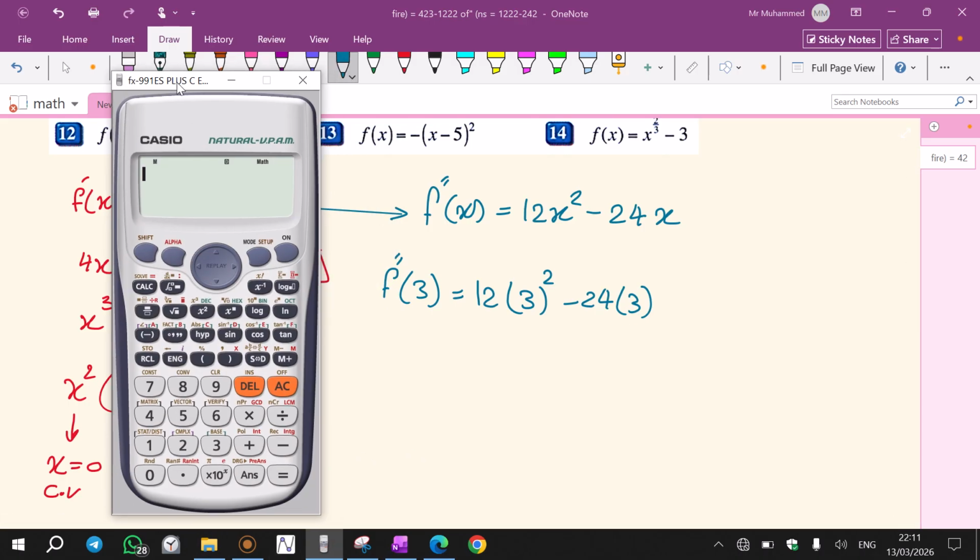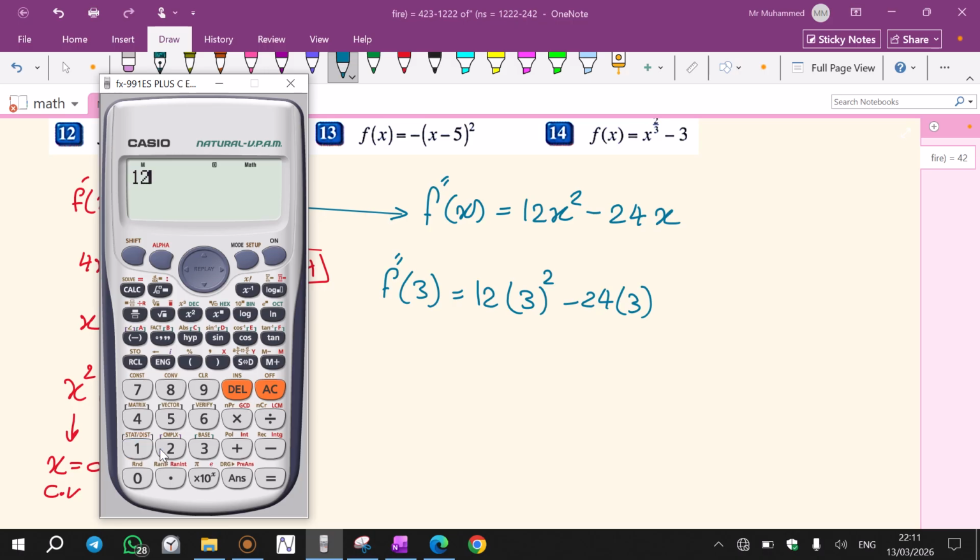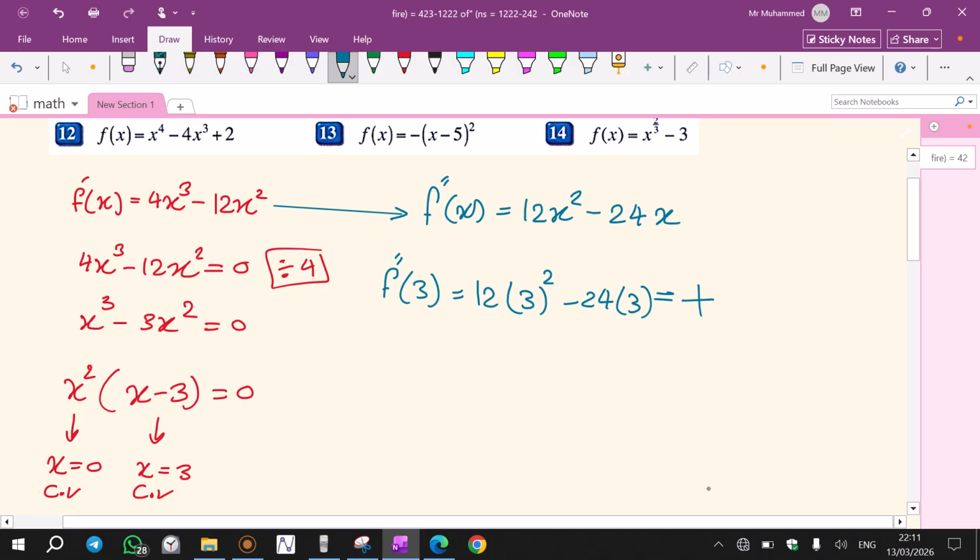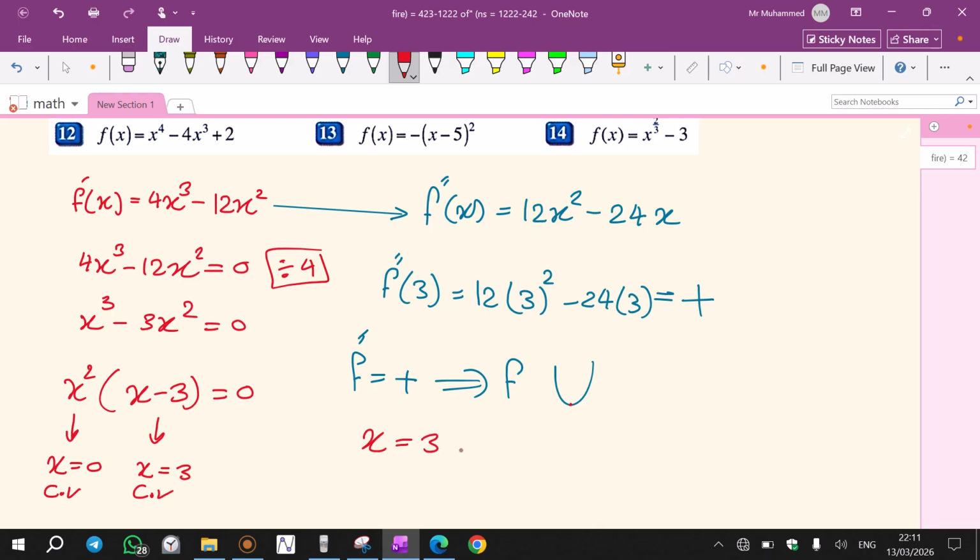But in the exam, just use calculator. You don't have time for silly mistakes. It's 36. The 36 is not important, the sign is. That's positive. If f double prime is positive, that means f is concave. And as you know, concave produces minimum. That is telling me x equal to 3 is a critical value and it is going to be minimum.